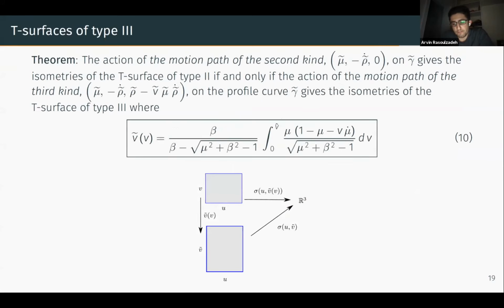Solving the isometric deformations of these T-surfaces can actually be quite complex, but fortunately we have this theorem. The core of the theorem says that if we have solved the isometric deformations of the prism of the T-surfaces of type 2, we already have most of the materials to know the isometric deformation of T-surfaces of type 3, with the exception of V-tilt, which refers to a change of parameters, which itself can be solved from the differential equation F equal to F tilt.